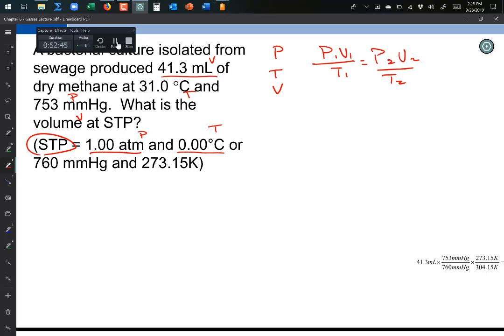And then I have to solve it for the variable that I'm looking for, so V2. I don't know why I chose V2 for both these problems, sorry. So it's going to be P1 V1 over T1 times T2 over P2. I just cross-multiplied and then divided and got that.